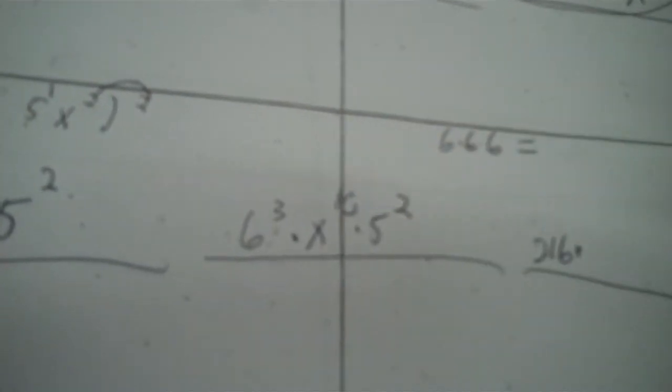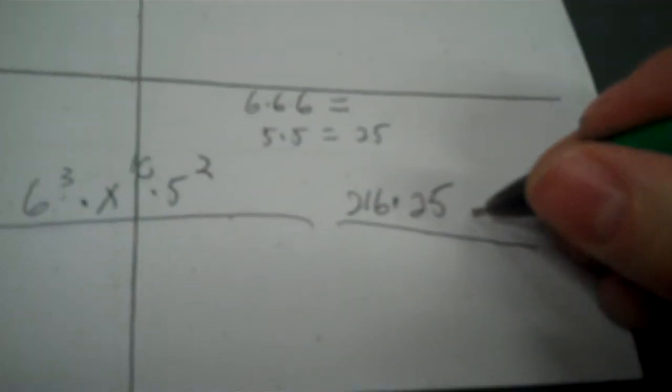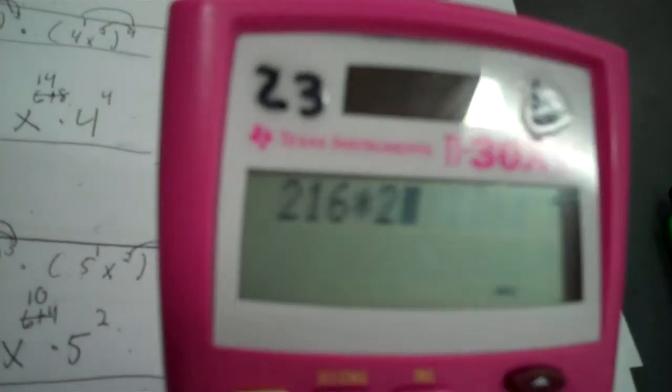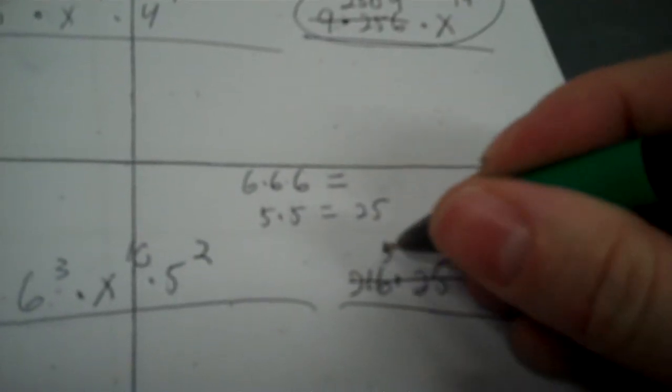Now I can't figure out x to the 10th because I don't have a number for x. Now go to the 5 to the 2nd. You can figure that out, and that's 25. And the x goes at the end, times x to the 10th. And then we would want to times those. We would need to multiply 216 times 25. I got 5,400.